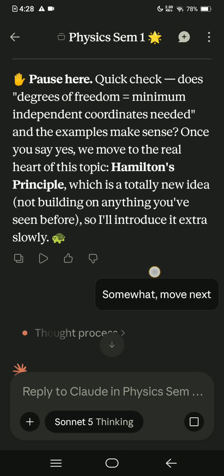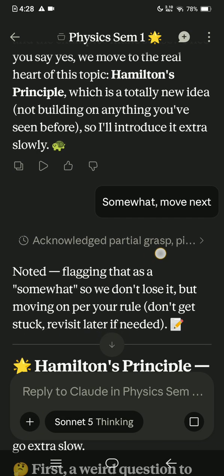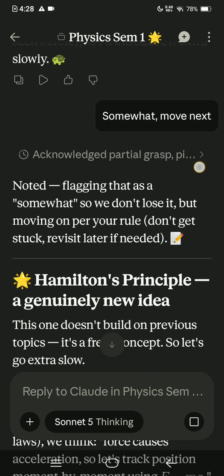We move to the real heart of this topic, Hamilton's principle, which is totally a new idea, not building on anything you have seen before. I'll introduce it extra slowly.